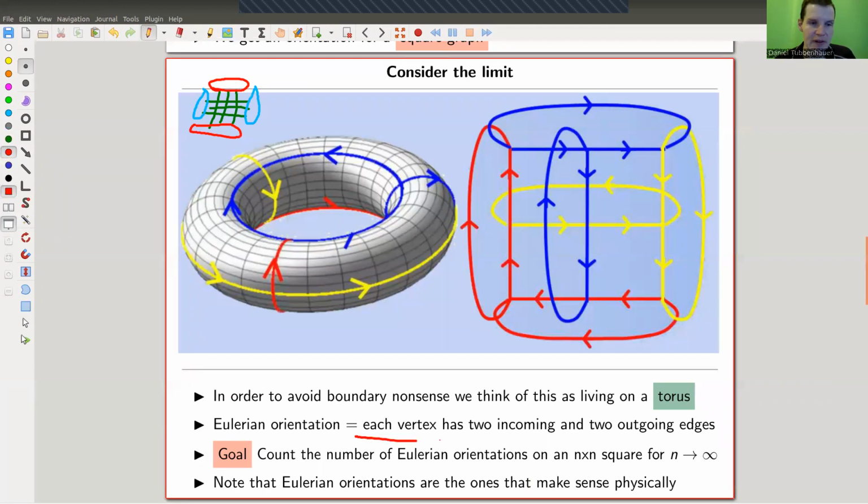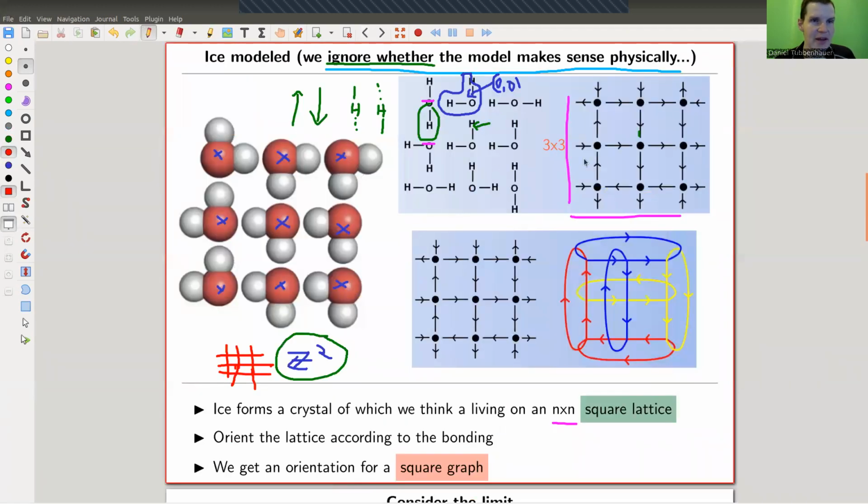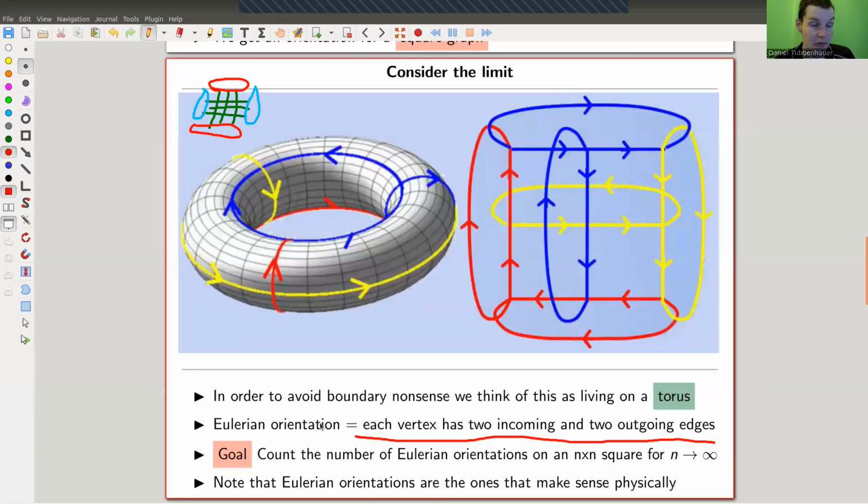That is, each vertex has two incoming and two outgoing edges. Why do we want that? Well, think of it like this. Each vertex has two incoming and two outgoing edges. And this is just because of the configuration with the H atoms, because you have two adjacent H atoms, and they are always the ingoing edges, and you have two H atoms that are kind of adjacent but not connected, and these are the outgoing edges. So the Eulerian orientation is what makes physical sense.